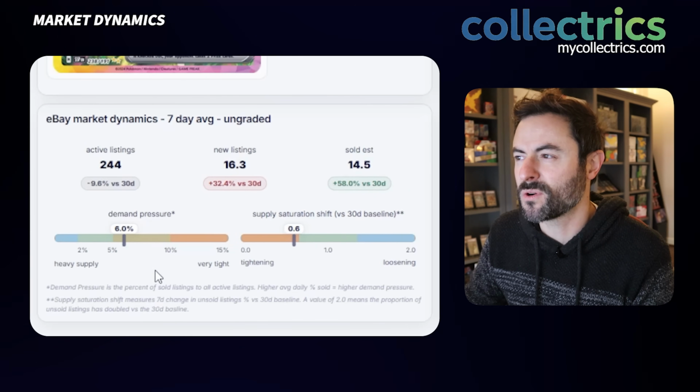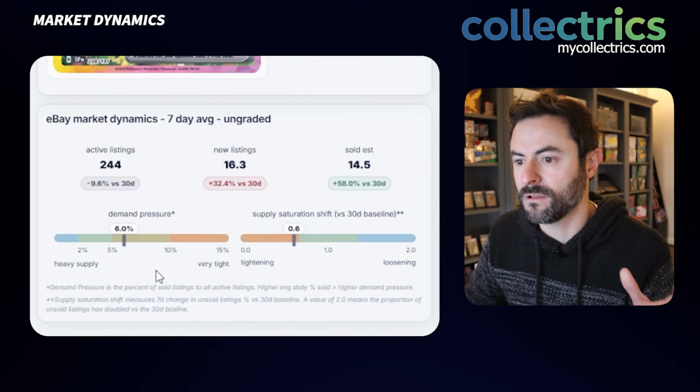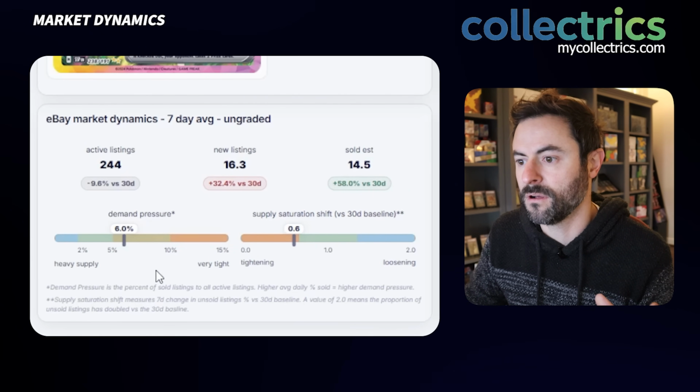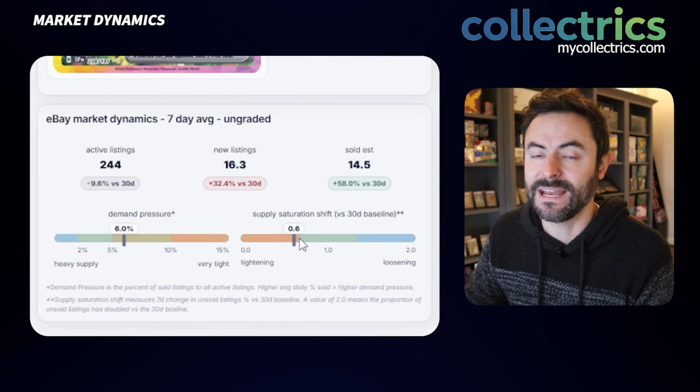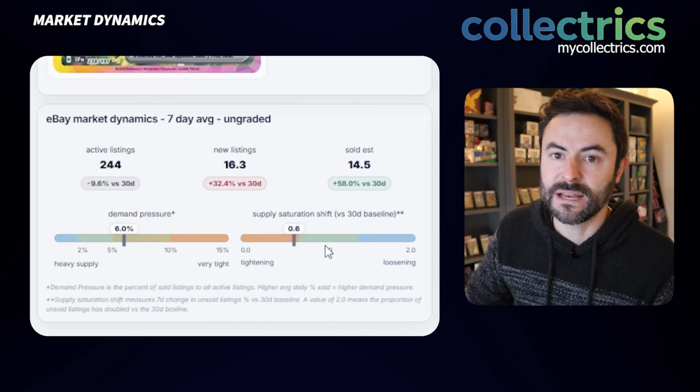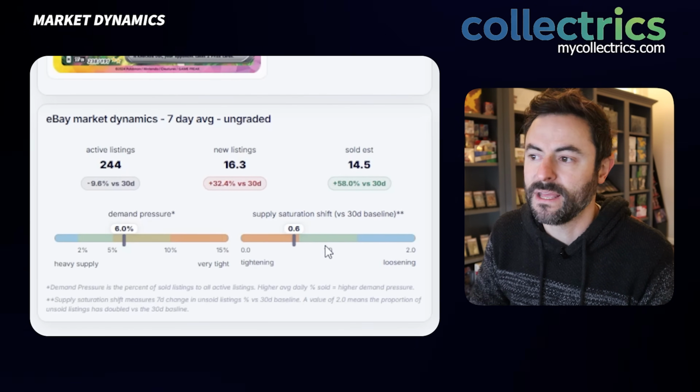So here's our demand pressure, around 6% overall. Again, we just had a lot of existing supply on the market already, and that supply saturation shift has occurred. So you can see it's tightening, not loosening this time, but tightening as more supply is being absorbed.